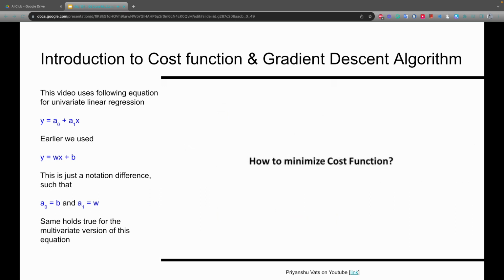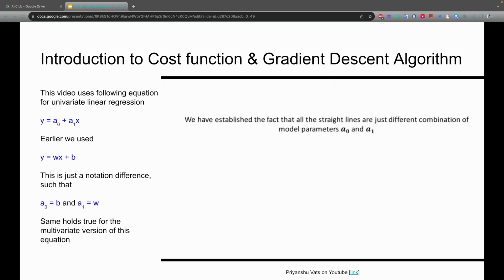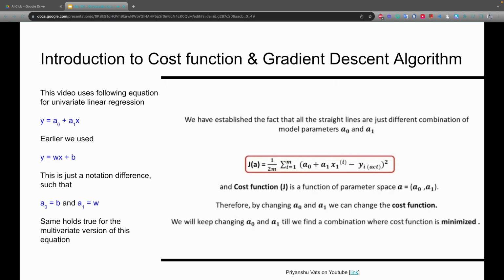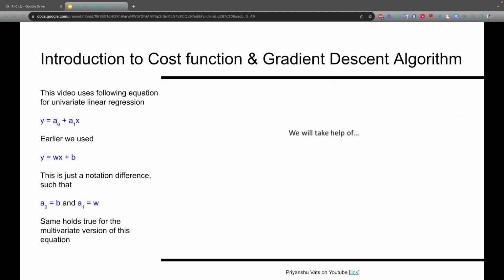Now, we just need to minimize the cost function, but how to do that? We have established the fact that all the straight lines are just different combinations of model parameters a0 and a1. And the cost function is a function of parameter space as well. Therefore, by changing a0 and a1, we can change the cost function. We will keep changing a0 and a1 till we find a combination where the cost function is minimized. And for this, we will take help of the gradient descent algorithm.